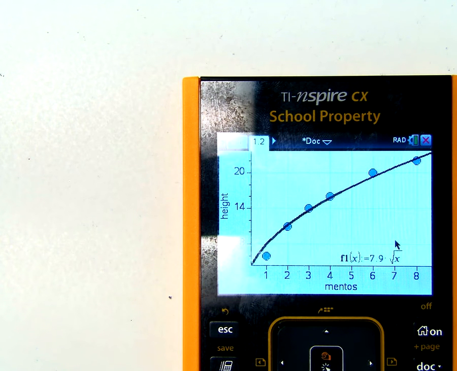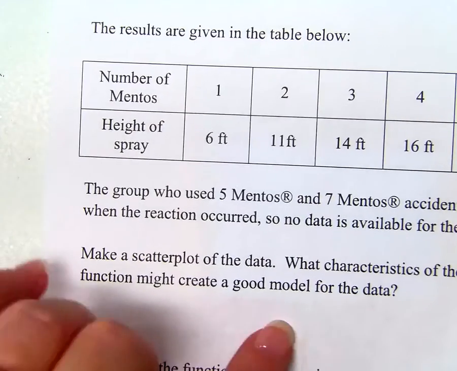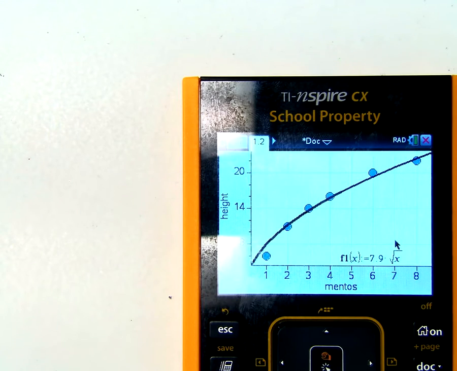Everybody okay with that? Is that a real mathematical answer? No. Not really. Okay? But on this worksheet right here, where it says make a scatter plot, it says what characteristics might indicate that the square root model is the good fit for the data. So you're just going to write, because it looks like a square root model. Oh, so we already did most of this. Yeah. We've done a lot of this.